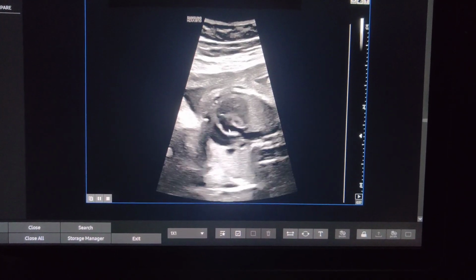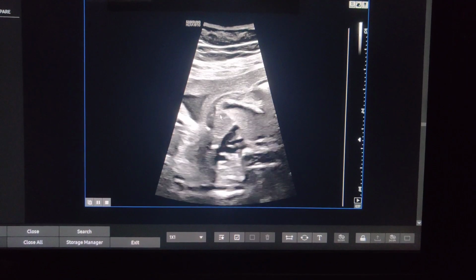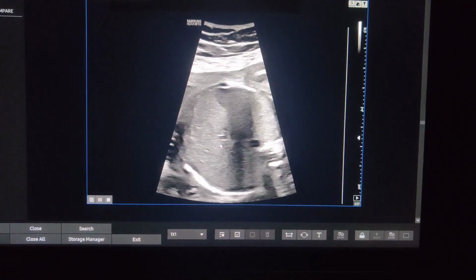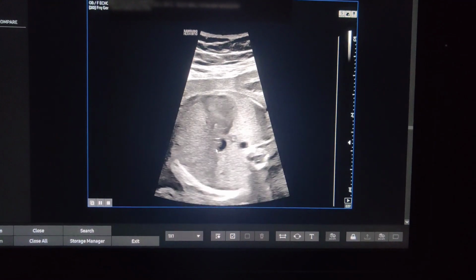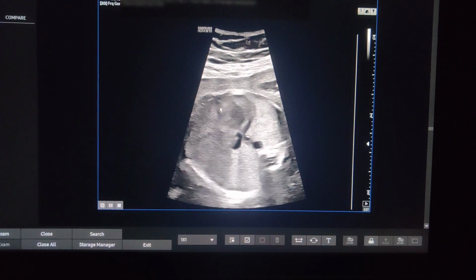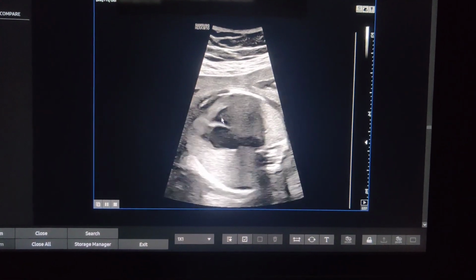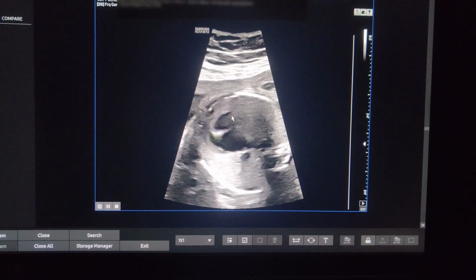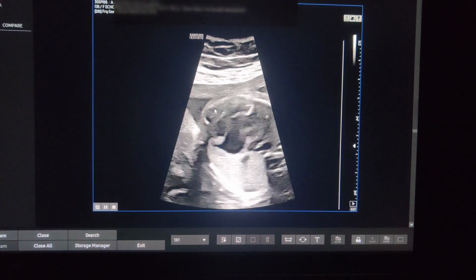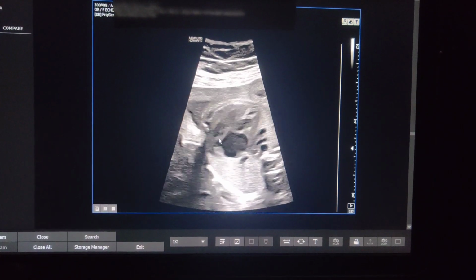And when we come to the outlet, you can see that both the outlets are parallel to each other, and it looks like both the outlets are coming from the right ventricle, which is anterior. So here we have the upper part of the right ventricle. So you can see that both the vessels are coming out.